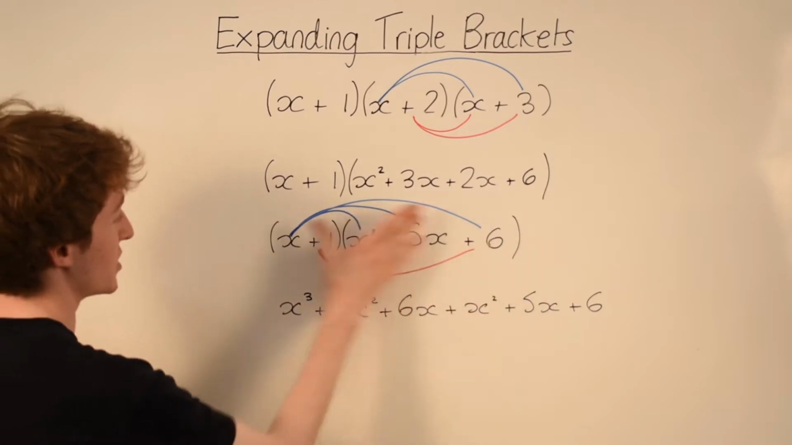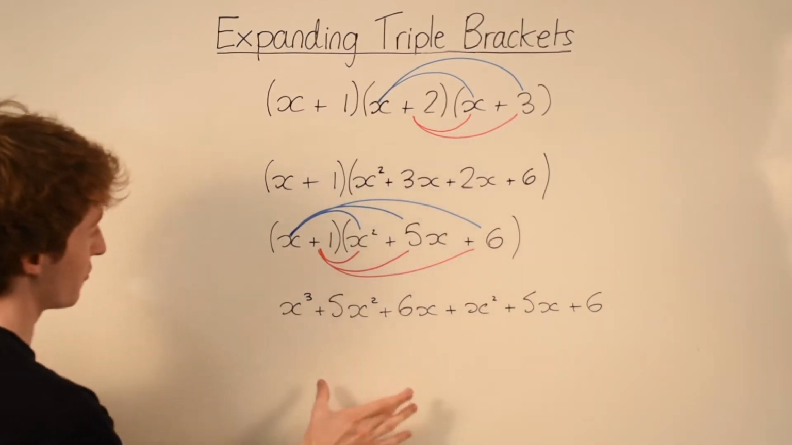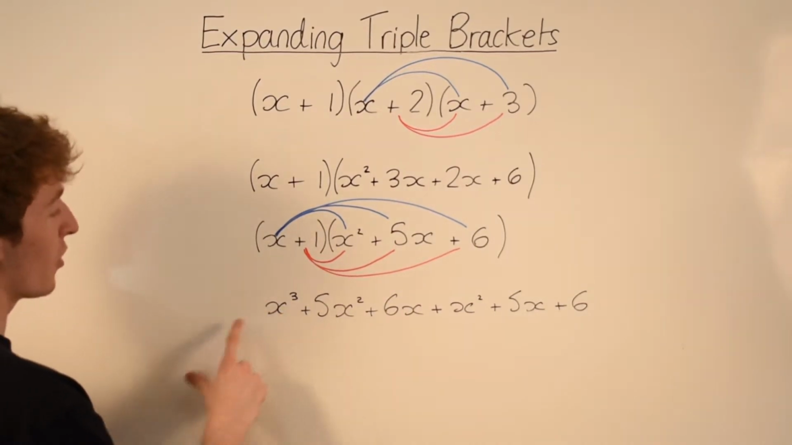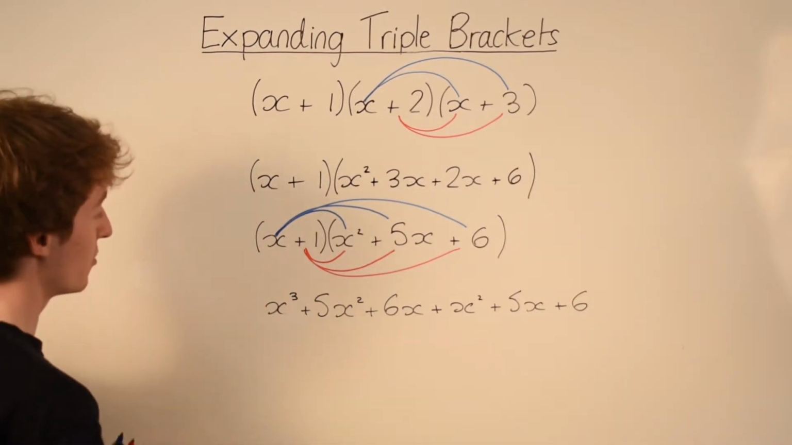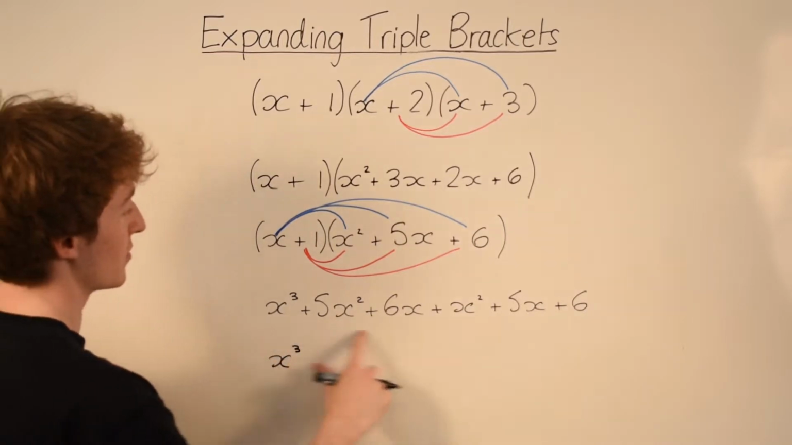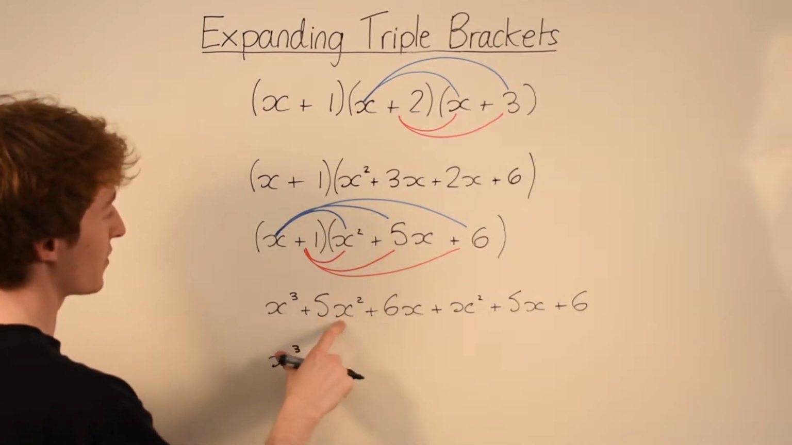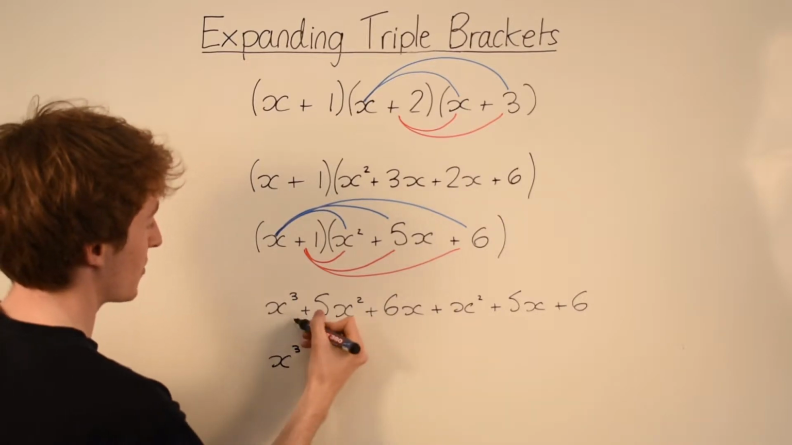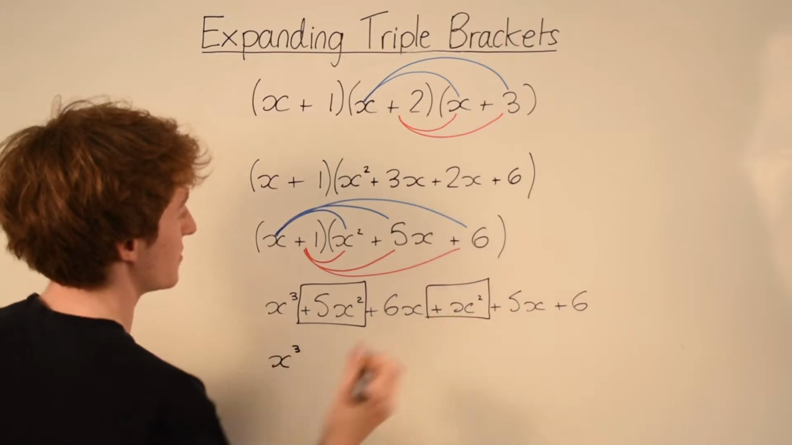Okay, we've now expanded these double brackets, but just like before, we can actually simplify this expression now to get our final answer. Okay, let's just start with the first term, x cubed. Now, are there any other terms in this expression that involve an x cubed? The answer is no. So that means that this x cubed is going to stay exactly the same when we simplify this expression. Okay, let's take a look at the second term, which is plus 5x squared. Now, there's actually an x squared term here. So I'm going to go ahead and put a square around those to indicate that these are like terms.